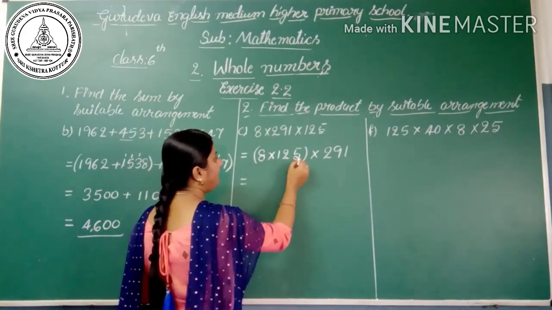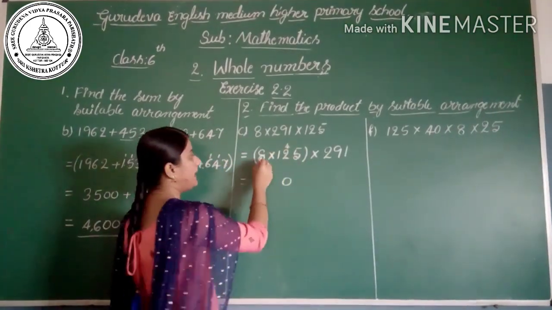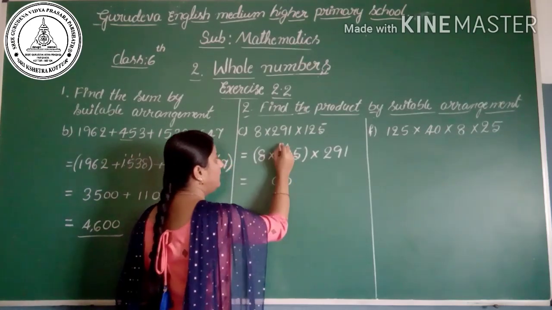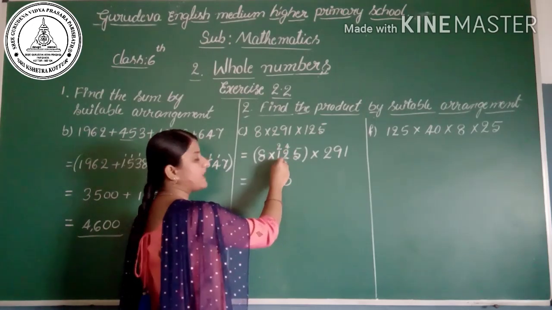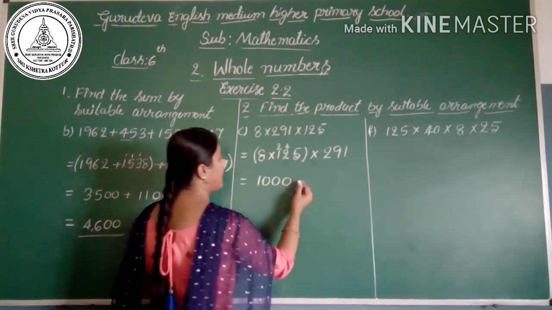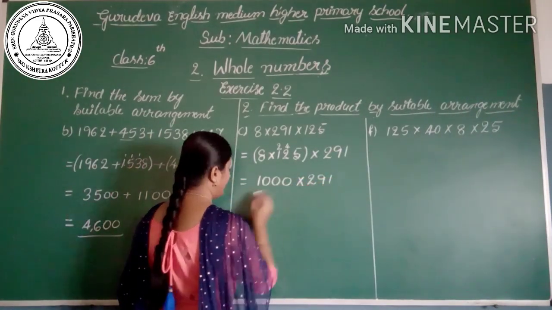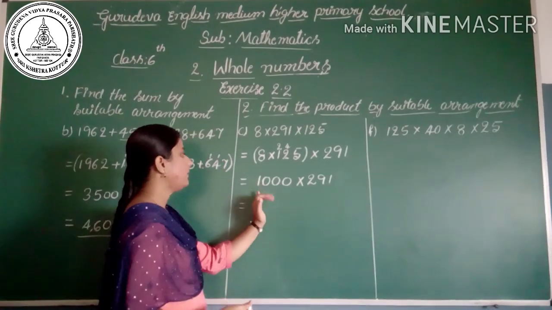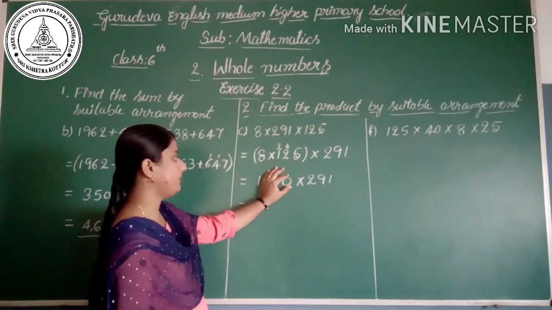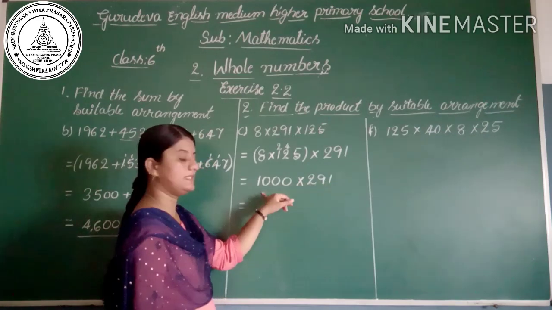8 fives are 40, 4 carry. 8 twos are 16, 16 plus 4 is 20, 0 and 2 carry. 8 ones are 8, 8 plus 2 is 10. It is 1000. Now multiply by 291. We know how to multiply by thousands: leave the 3 zeros and multiply by 1. 291 ones are 291.